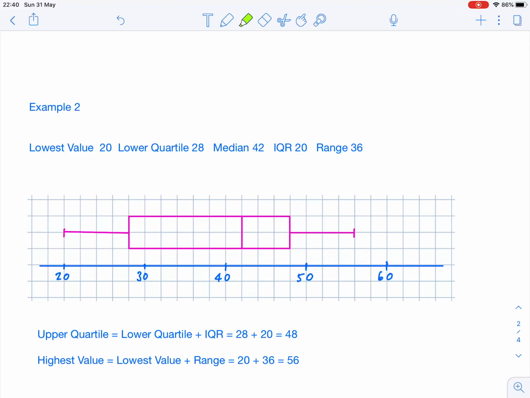Now what's actually happening here is the data's been split into 4 groups. The bottom quarter, let me draw it in, that's the bottom quarter of the data. The second quarter up to 50% takes us to the median. The third quarter up to 75% takes us to the upper quartile, and then the top quarter takes us to the highest value. So you always need to bear in mind that a box plot splits the data into 4 25% blocks.